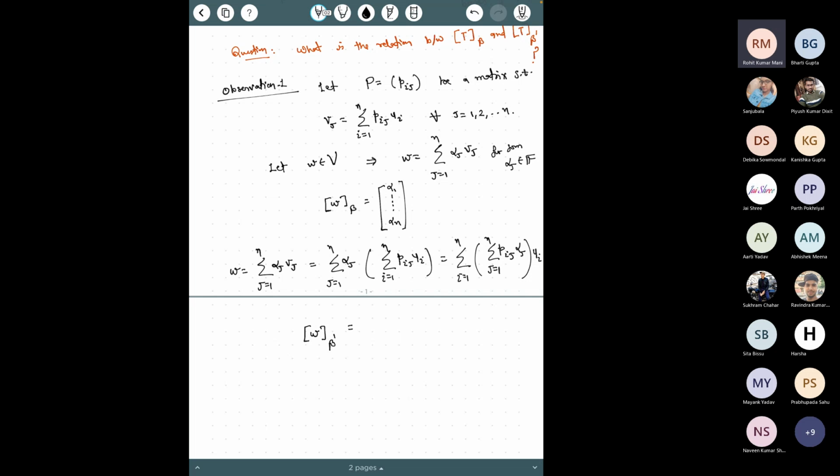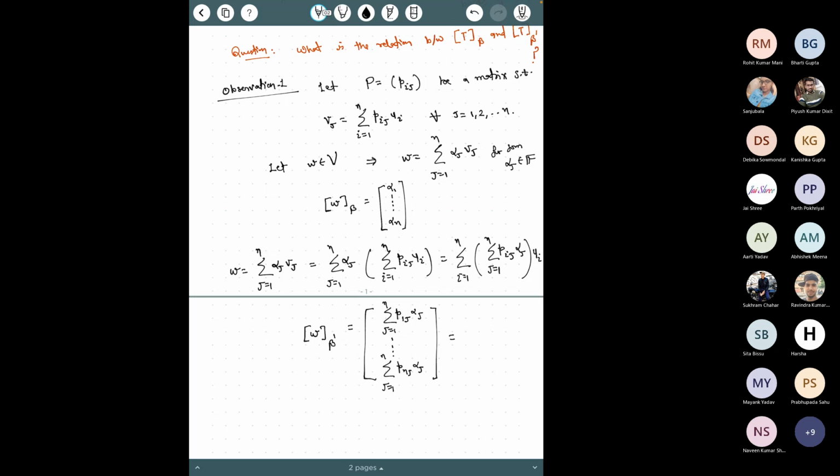Sir, what scalar would it be? Multiplication of a column vector. Yeah, but what is it here? Can you tell me from this expression? Yeah, you can see here, right? These are the entries of this vector, when you write the matrix of W with respect to B dash. So the first entry would be the summation over j equal to 1 to n of p1j alpha j and so on. Similarly, the last entry would be the summation over j equal to 1 to n of pnj alpha j.